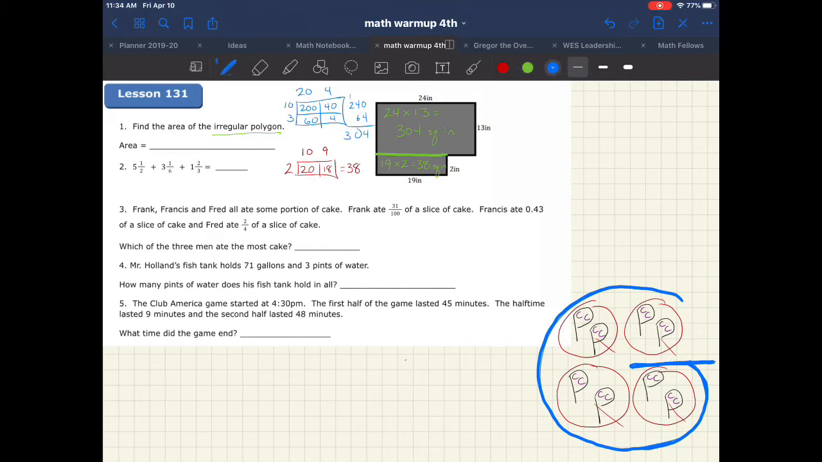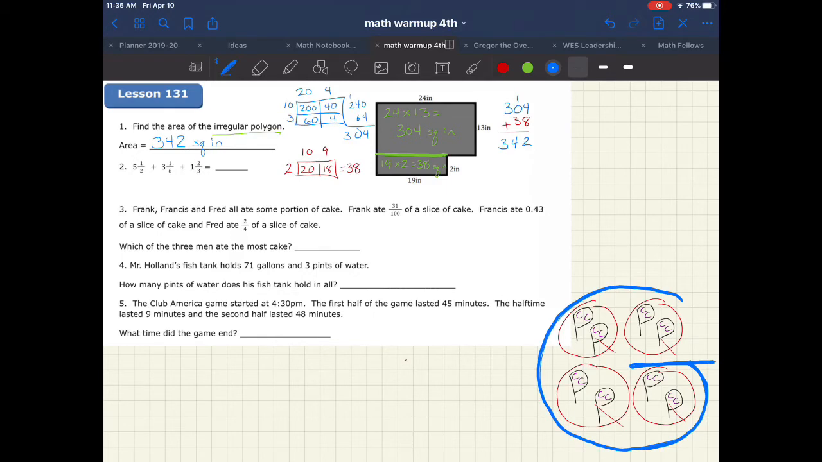And then we've got to put these two together. Right, I have the 304 and I have the 38, and all together I'm getting, looks like 342. So the area of this irregular polygon is 342, and don't forget the label, square inches.